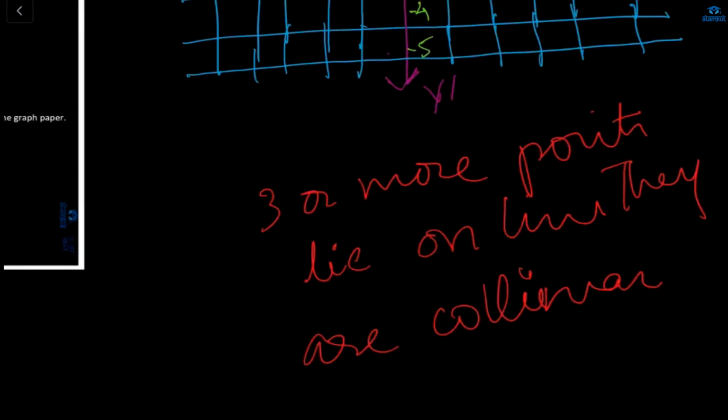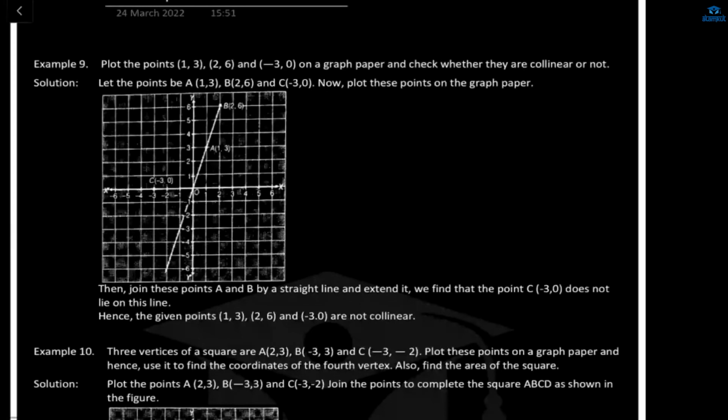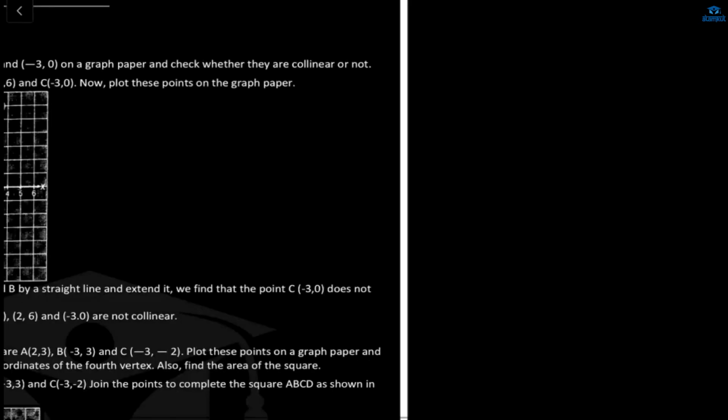It may give you a linear equation. Now what you have to do is draw a graph and check whether the points are collinear or not. These are the types of questions. In fact, here you can see a question: plot the points (1, 3), (2, 6) and (-3, 0) on a graph paper and check whether they are collinear or not. So we are going to draw the points and then check.